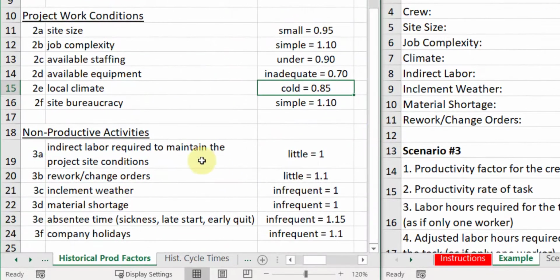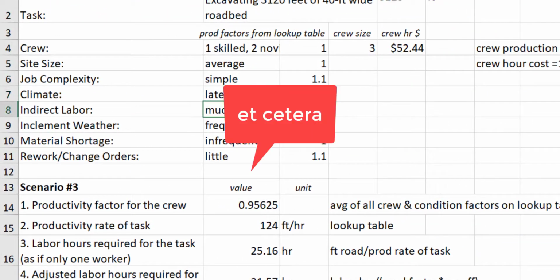Indirect labor. So indirect labor is the labor required to maintain the project site conditions. So if it's particularly rainy or windy, you're going to need to do a lot of covering up in the middle of the day, certainly overnight, and that sort of thing, just to prevent erosion and damage to your materials. So it's labor, and it's got to be paid for, but it's indirect labor. It's not labor that's actually accomplishing the project. So that's why it's called indirect labor. And you can see it's late winter.